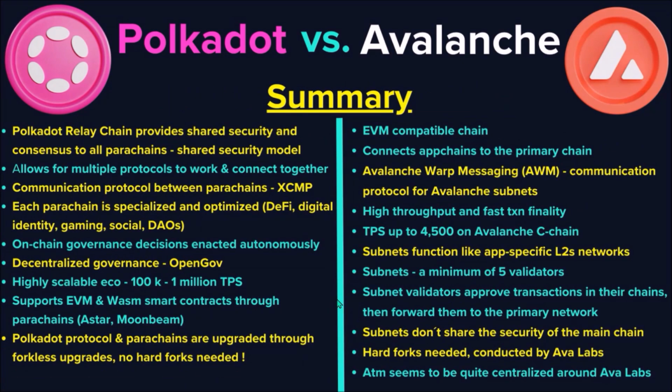And here is the summary to give you the key takeaways from this comparison. Let's just focus on the major Polkadot advantages over Avalanche. First of all, it's the blockchain framework Substrate, which makes it incredibly easy for developers to launch a custom blockchain which is optimized for a specific application.